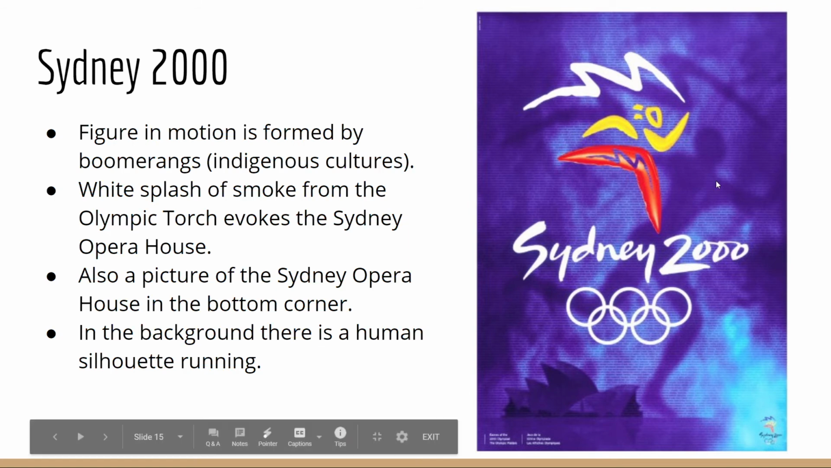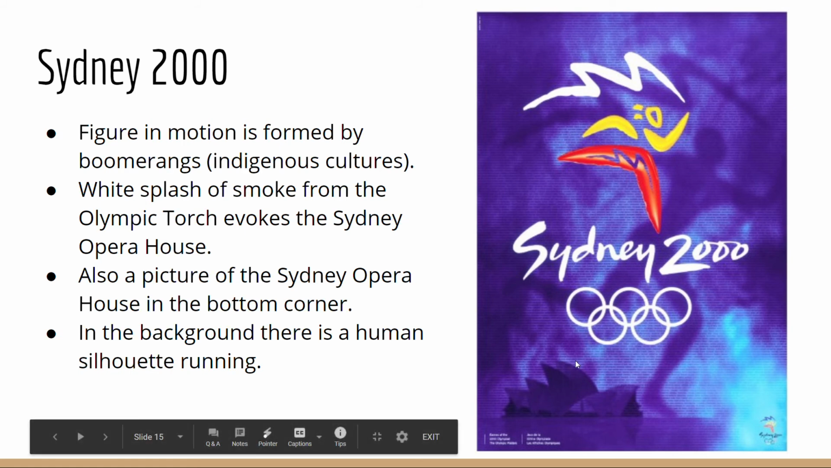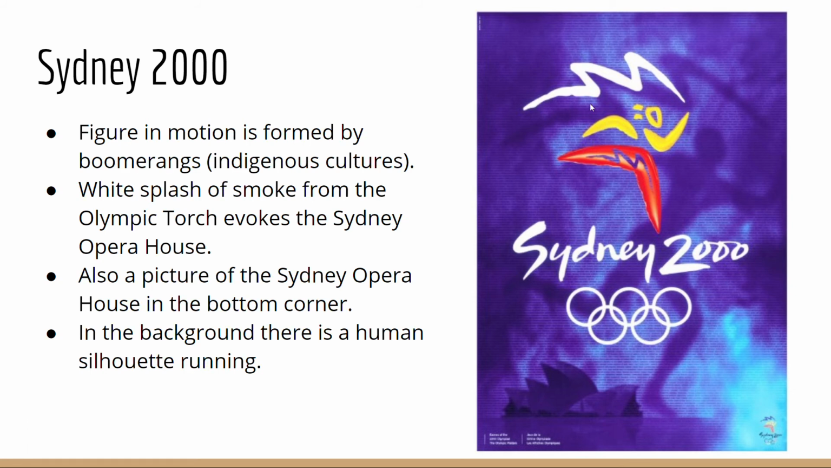In the background, you can see a human silhouette running. Okay, so we have the sports, we have the symbol of the city, we have a symbol of the tribes of Australia, and we have the symbol of the Olympic rings and the Olympic torch. Everything coming together. It's a very, very clever poster.